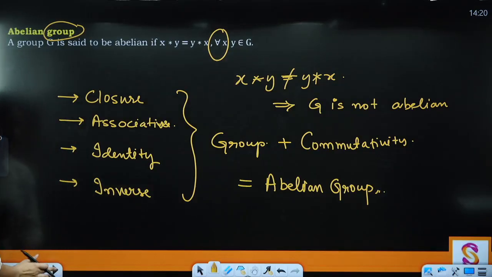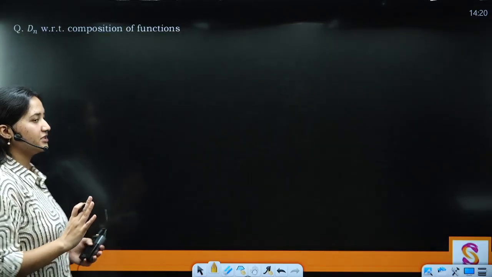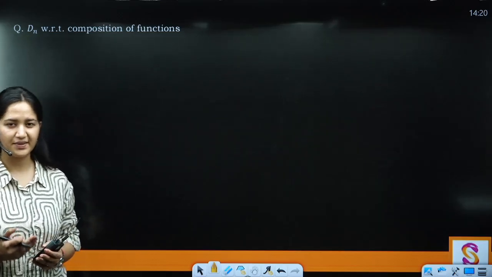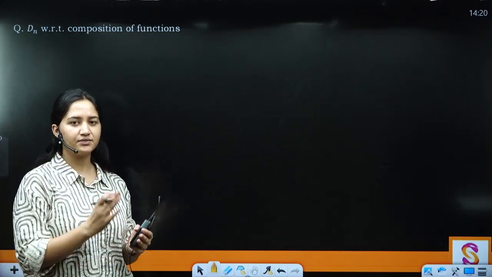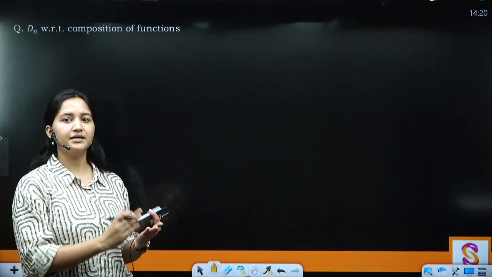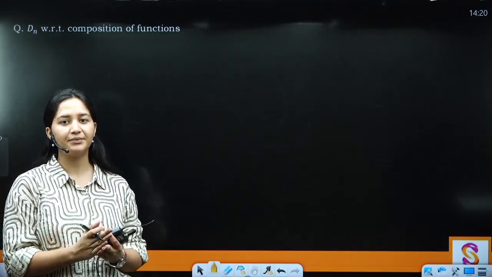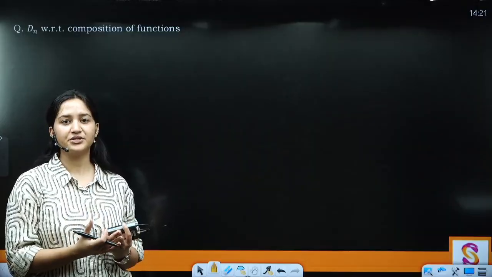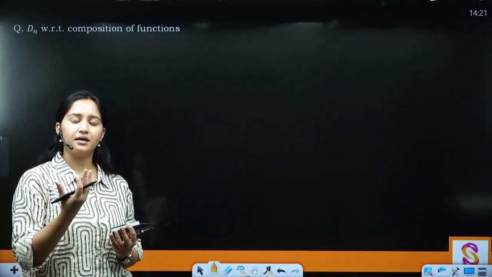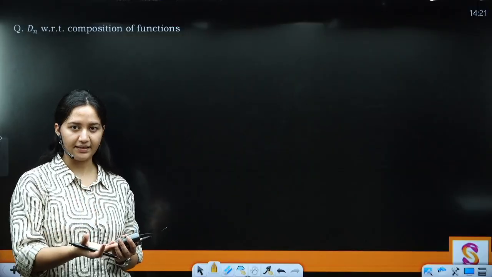Now let's take an example, Dn with respect to composition of functions. Basically reflections and rotations. What is a Dn group? It is the collection of all the symmetries, the transformations that can occur on a polygon of side n, right?